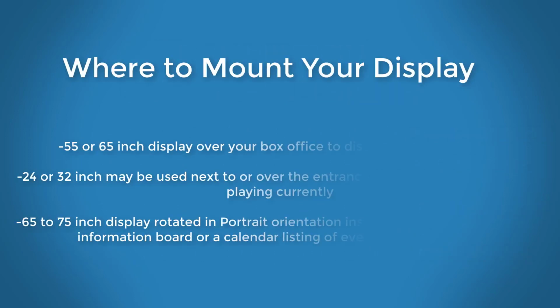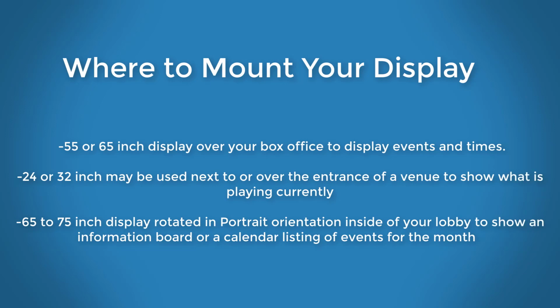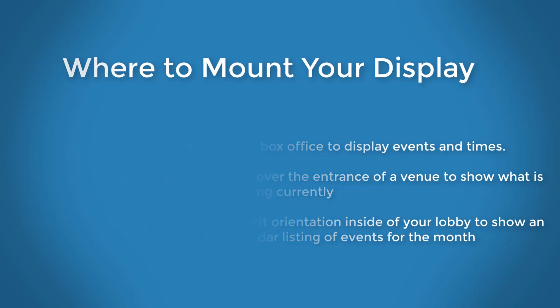Part of the discussion on the hardware is where the display needs to be mounted and what size they need to be. You may end up using something like a 55 or 65-inch display over your box office to display events and times. A smaller screen, such as a 24 or 32-inch, may be used next to or over the entrance of a venue to show what is playing currently. You may want to use a larger display inside your lobby to show an information board or a calendar listing of events for the month. That may be best served by a 65 or 75-inch display rotated in portrait orientation.